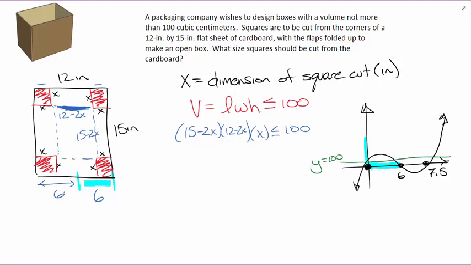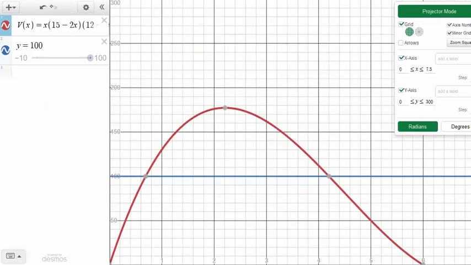So now I'm going to go look at the graph. Here I see the volume, which equals X times the quantity 15 minus 2X times the quantity 12 minus 2X. That's showing up in red. And then I'm going to see the 100. My window here goes from 0 up to about 6 in the X direction, and it goes from 0 up to about 250 or 300 in the Y direction. I'm interested in these intersections. These intersections occur at 0.692 and also at 4.197, so it's important to note those.